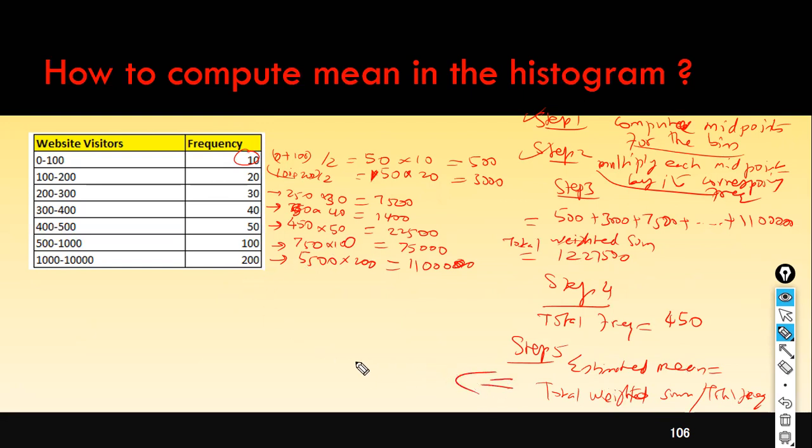The estimated mean is 2728. 2728, approximately. Okay. The estimated mean number of visitors is approximately 2728. This is the estimated mean number of visitors. And now you can do a kind of estimation with this.